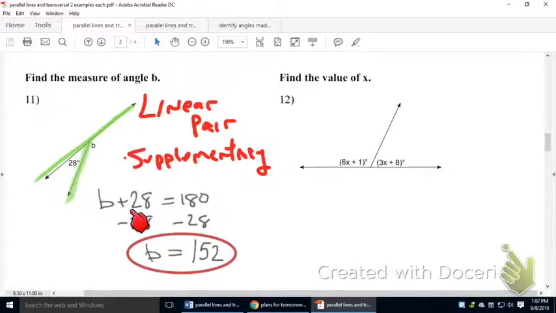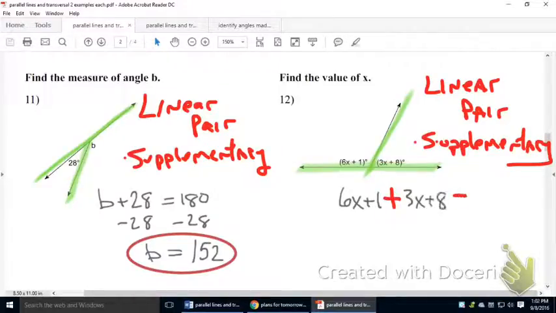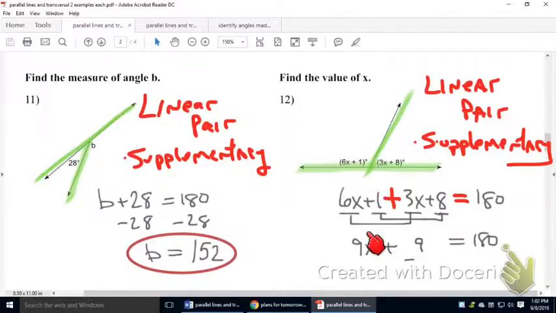Eventually, some of you will be able to do this part on problems like this totally in your head. You won't have to worry about it. Over here, again, if these two angles together make a line, then it's a linear pair. And since linear pairs are supplementary, we know that those two angles together have to equal 180 degrees. Two sets of like terms here, the x's and the constants. And then when you divide by 9 at the end, you get x is 19.